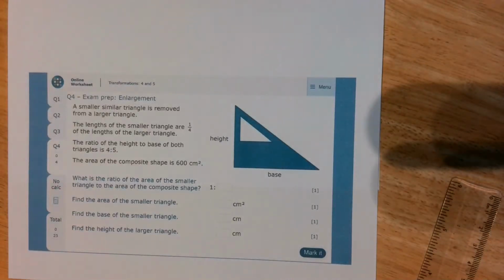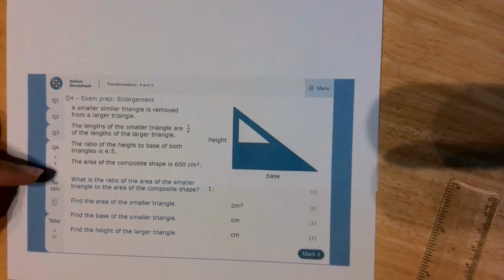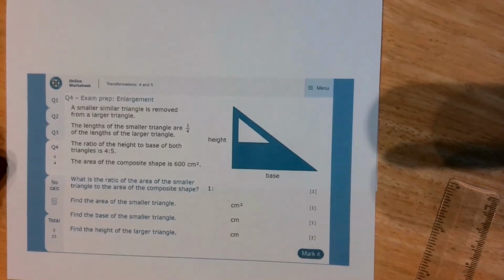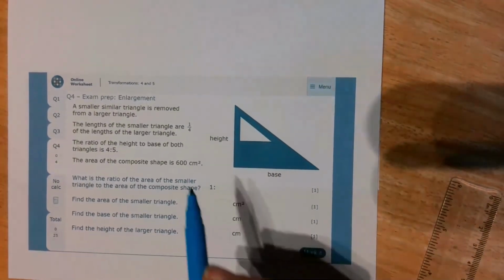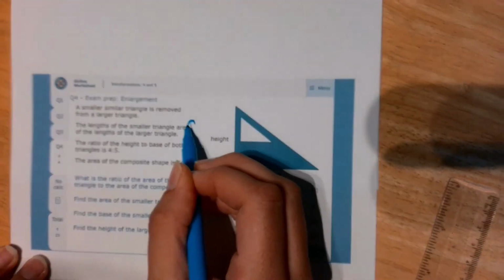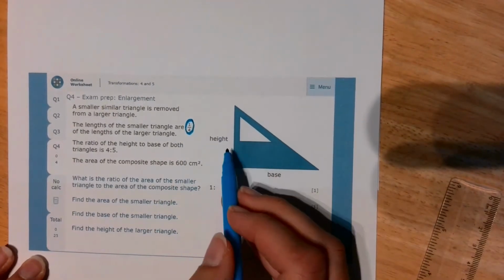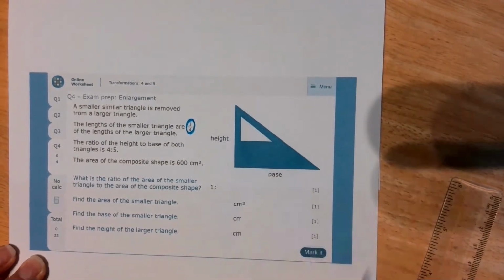So would you believe this is now my 4th attempt at question 4. So lots of information is given here. The first piece of information that we're going to look at is the scale factor. The scale factor tells us that the smaller triangle is 1/4 of the size of the larger triangle.